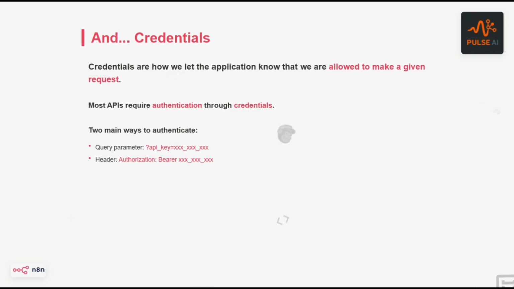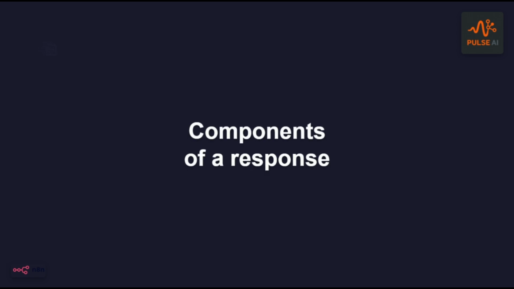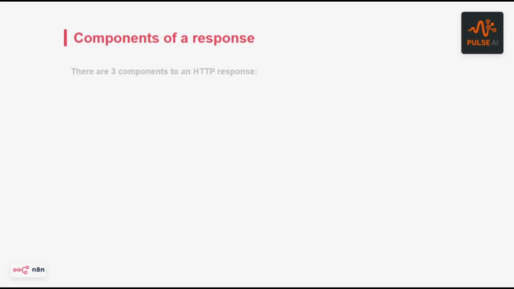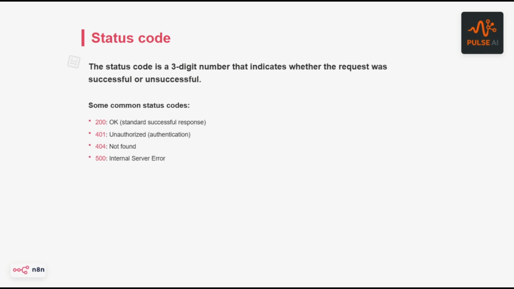Now we're going to look at how the application is going to answer with a response. There are three main components to an HTTP response: the status code, the header, and the body. The status code is a three-digit number which will give you information on whether the request was successful or unsuccessful. The most common status codes are going to be 200, which means OK. This is the standard successful response. It means your API request was executed well, and the application is telling you, congrats, you did a good request.